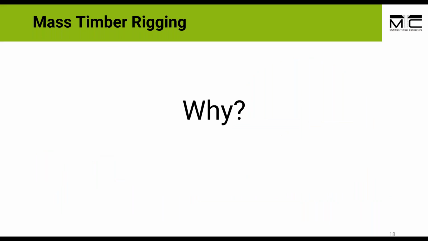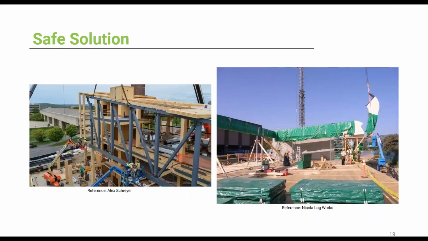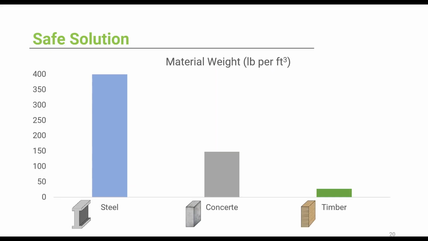Now, why should we use the yoke anchoring system? Traditional building materials like concrete and steel are widely used in taller buildings, so it's understandable that the lifting systems are more established. Additionally, they are much heavier than a typical wood element. This graph compares the weight of the three different materials in pounds per cubic foot. You can see that wood is much lighter than steel and concrete.